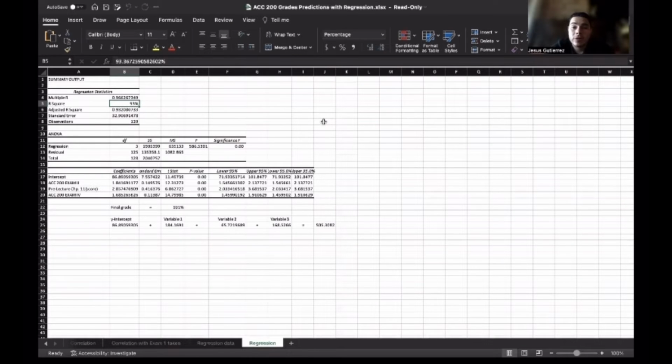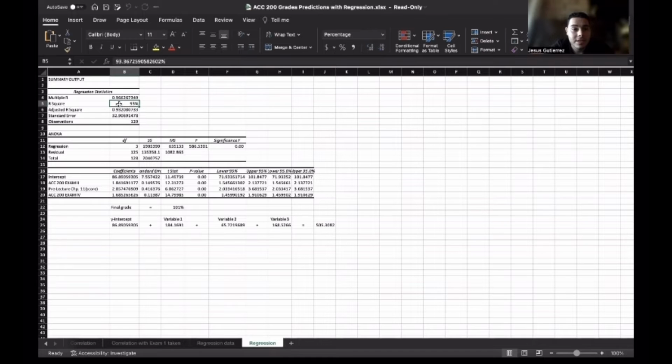Now that we've ran the regression analysis, we can analyze what this information means. The R-squared value explains how much of the dependent variable is explained by the independent variables that we chose. This number we have right here usually comes in a decimal form, but I've already converted it to a percentage to better understand how much of our data is explained by our independent variables.